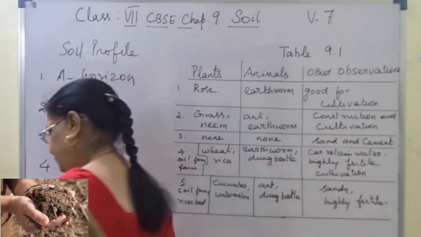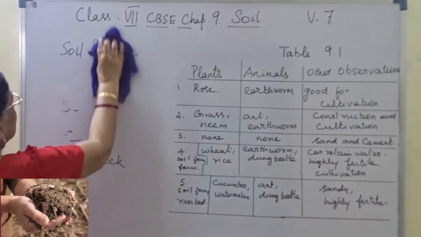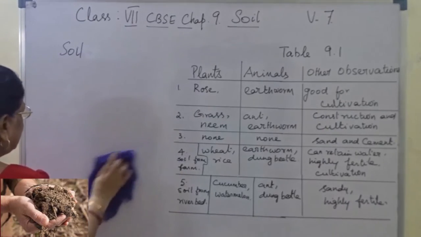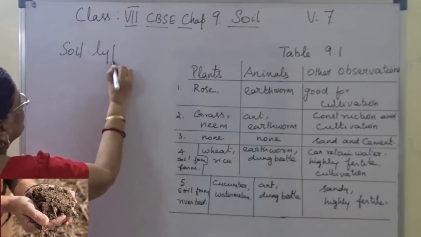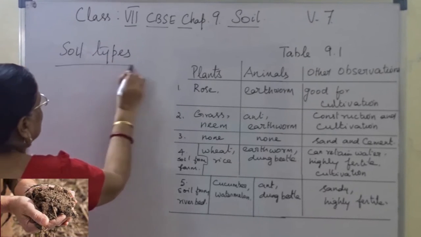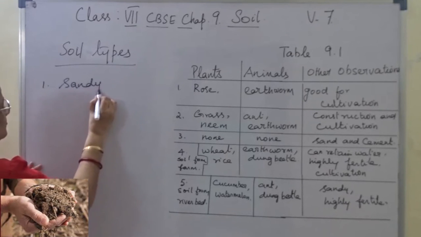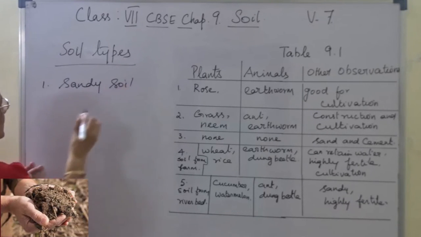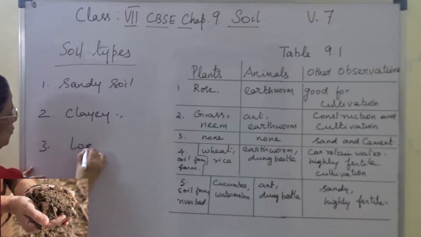ஸோ நார்மலி soil types we find first sandy soil, clayey soil and loamy soil.